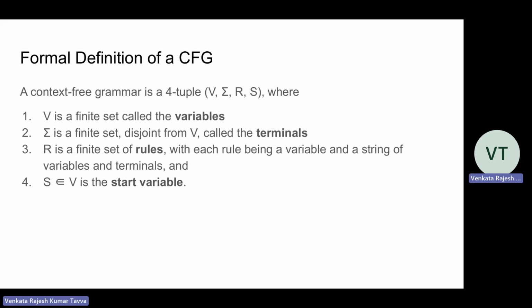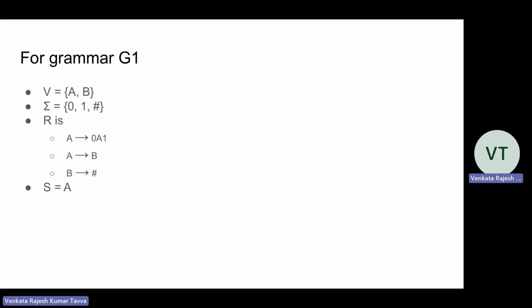And S is the start variable. One of the variables from the variable set is denoted as the start variable. Okay, like in finite automata, one of the states from the set of states is denoted as the start state. Similarly, one of the variables from the set of variables is denoted as the start variable. Okay. So in the previous grammar, these are the components.